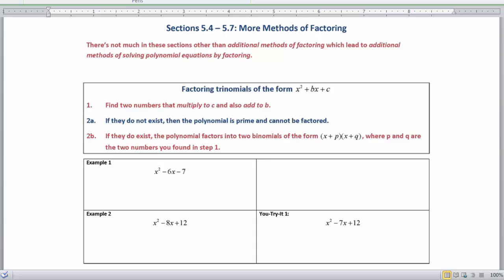It's really just factoring, and then 5.7 is then solving more equations by using those methods of factoring that you just finished in the previous sections. So this document here will just basically deal with the factoring, not the equations.